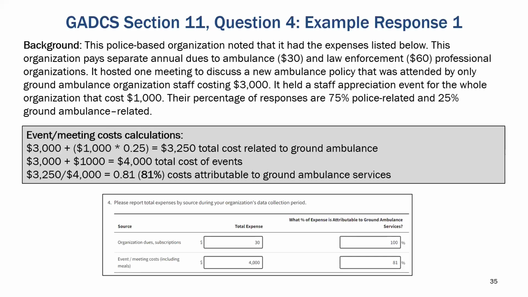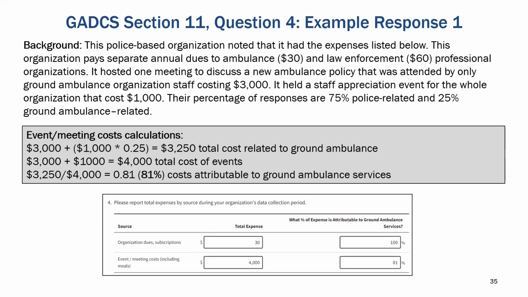This slide shows an example response for section 11, question 4. This police-based organization only had 2 additional costs not reported elsewhere: organizational dues and event costs. The organization paid $30 in dues to an ambulance professional organization. These are considered 100% related to ground ambulance services. They also paid $60 in dues to a law enforcement professional organization, but they don't report that cost because it is not considered ground ambulance related.